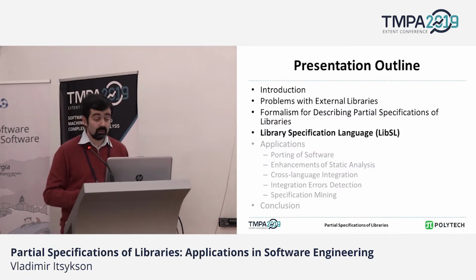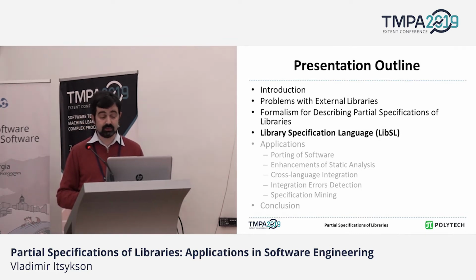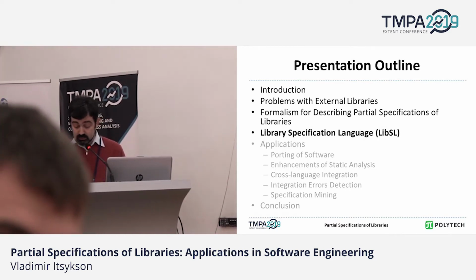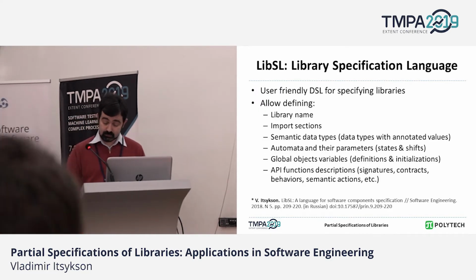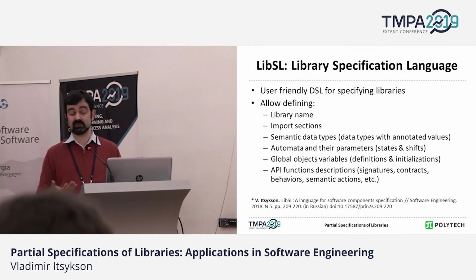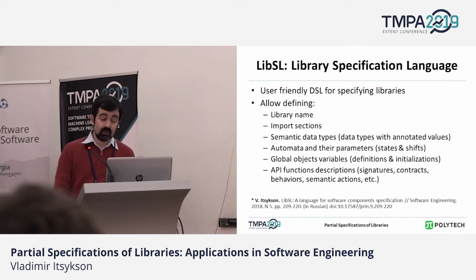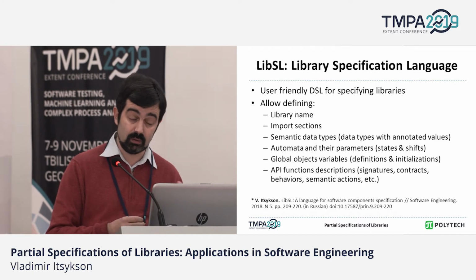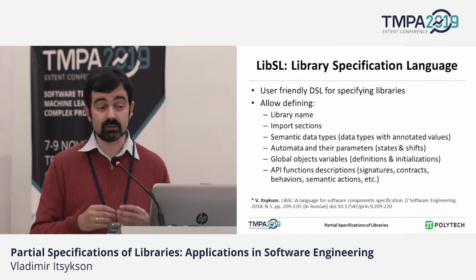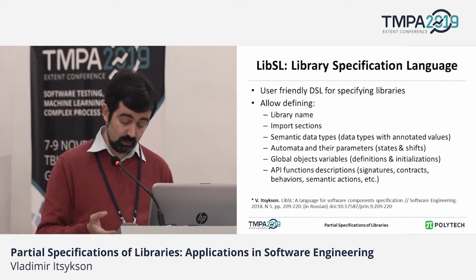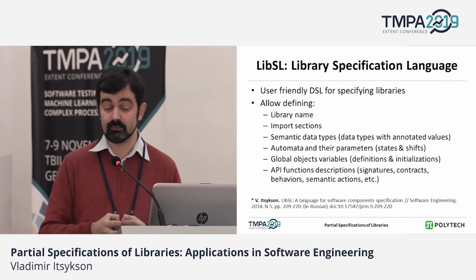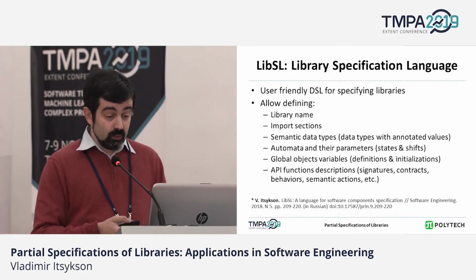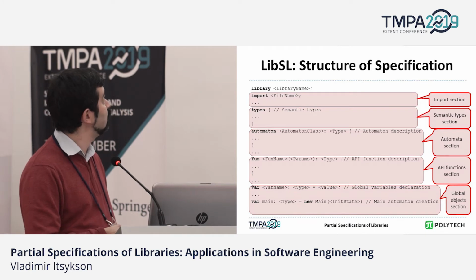Now we will discuss our language. We developed a special language, LibSL, the library specification language. It's a user-friendly way to create such a specification. Our language allows defining the library name, semantic data types, any automata that are included in the library, global objects, global variables for the functioning of the library, and a description of API functions. The structure of a specification in the LibSL language is depicted on this slide.